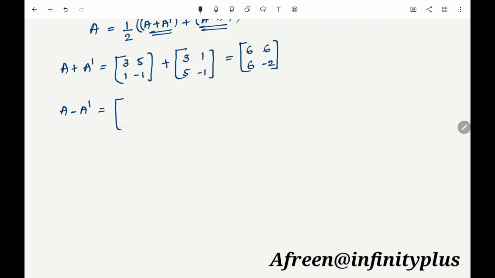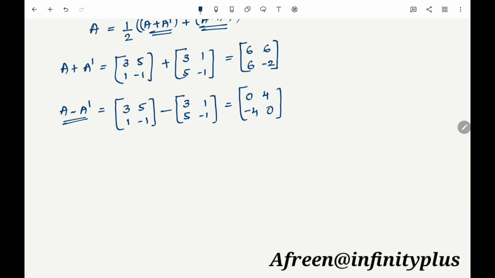So both the matrices should be same. 3, 5. So here you have to subtract the corresponding elements. So 3 minus 3 will be 0. 5 minus 1 will be 4. 1 minus 5 will be minus 4. Minus 1, minus of minus will be plus 1. Minus 1 plus 1 will be 0.